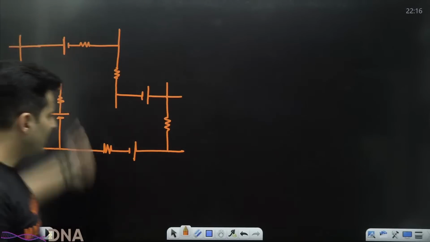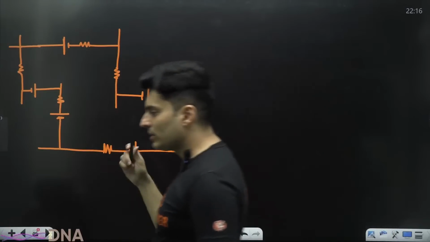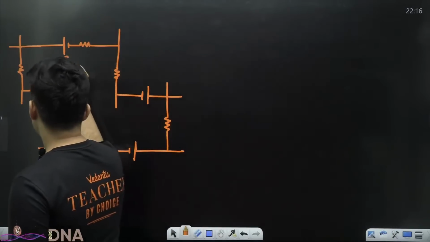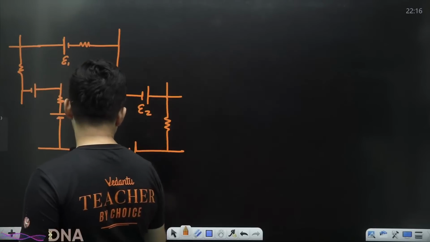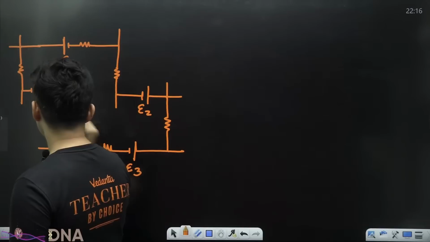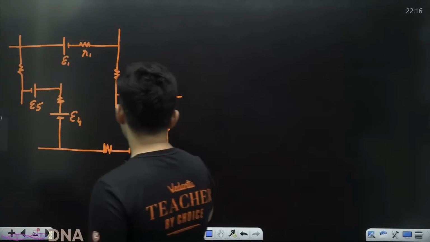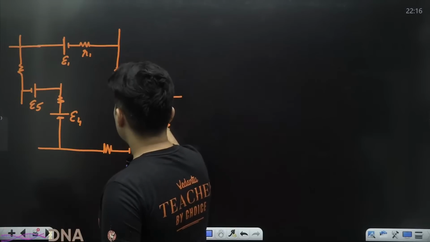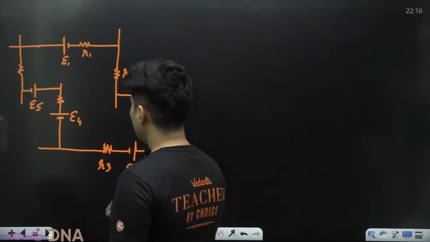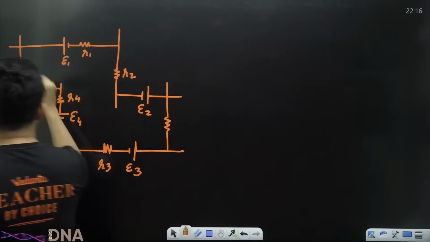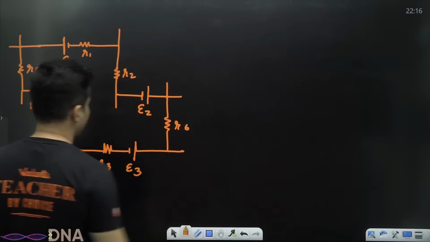This is some circuit. Do you see a loop in this? Let's say this is E1, this is E2, this is E3, this is E4, this is E5, this is R1, let's say this is R2, let's say this is R3, let's say this is R4, let's say this is R5, let's say this is R6.